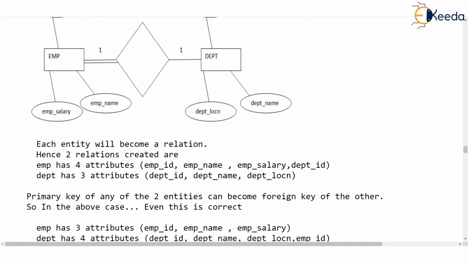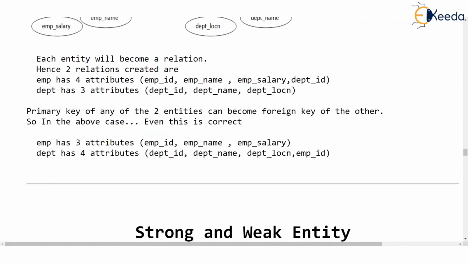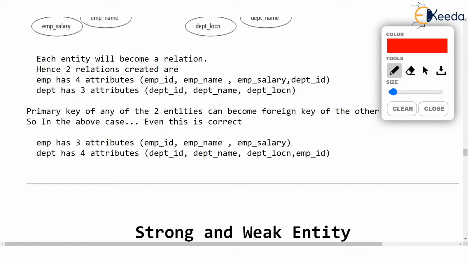So can we fix these rules very quickly? What have you learned till now? I hope you can memorize it. What do you do in a 1 to n or n to 1 relation? How many tables are created? Two tables. I'm talking about binary relation. So both the entities will become tables. And what is the process? The primary key of the one side becomes the foreign key of the many side.